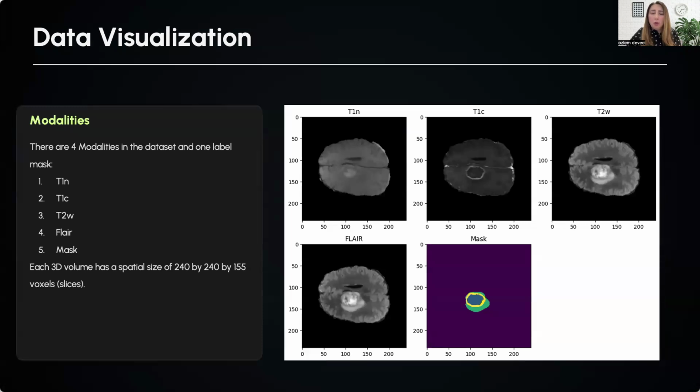Before diving into the model, let's look at the data. We utilized the BraTS 2021 benchmark dataset, which is unique because it provides four distinct MRI modalities for every patient's volume. T1 weighted provides clear anatomical structure with high brain tissue contrast. T1C, T1 with contrast, highlights actively enhancing tumor regions after contrast injection.